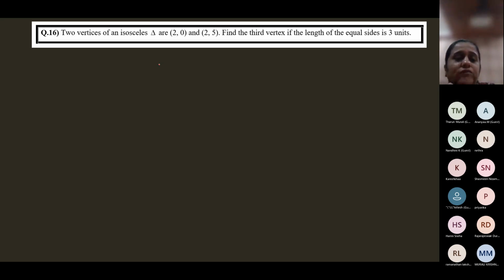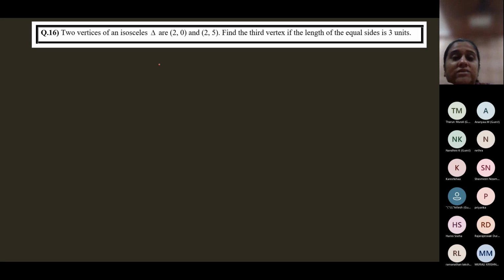Two vertices of an isosceles triangle are 2, 0 and 2, 5. Find the third vertex if the length of the equal sides is 3 units. A triangle has 3 vertices. So the address of 2 of its vertices is given to us: 2, 0 and 2, 5. We need to find the address of the third vertex.